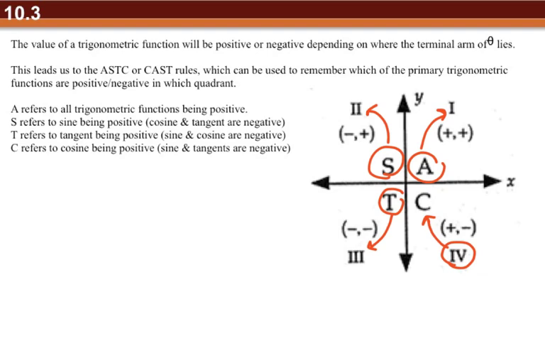So in quadrants 2, 3, and 4 we have one positive function and two negatives. In quadrant 1 we have all three positive functions. That's going to come into play a little bit later on when we get a little bit less information about the point and about the angle, and we have to actually reverse engineer some of that information.